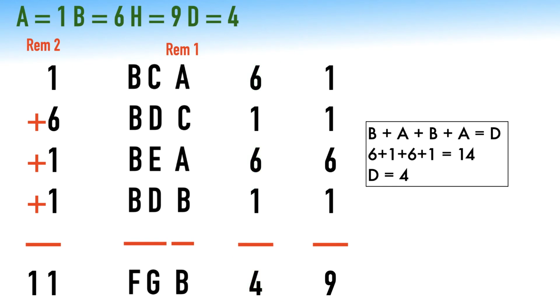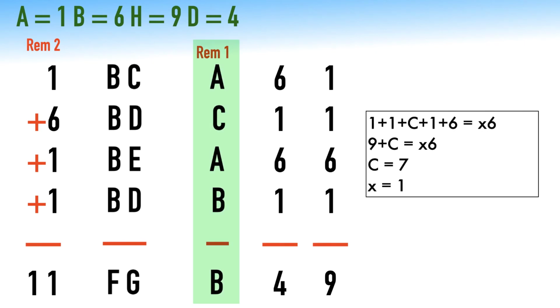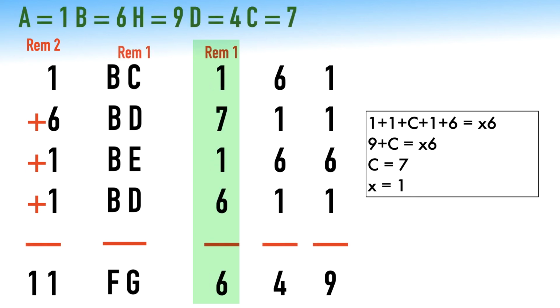For the next column, the expression becomes 1 plus C plus 1 plus 6 equals X6. The expression includes remainder and X will be the remainder for the next column. After solving, the expression becomes 9 plus C equals X6. The only number which satisfies for C in this expression is 7 and X will be 1. And that is the carry forward for the next column. Now get into the next column.